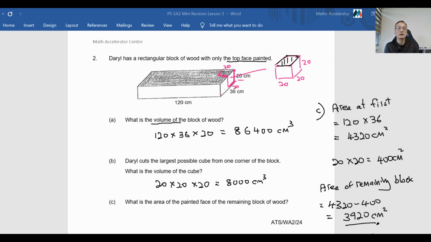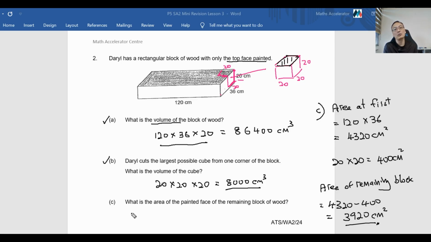Okay, let's recap. Part A is easy. Part A is simply applying the formula. Part B, what's the largest possible cube you can cut from one corner? This one requires you to think a little further. You need to understand that at the corner, at most you can only cut a 20 by 20 by 20 cube, a cube that has 20 cm at the side. So 20 times 20 times 20 will arrive at 8,000.